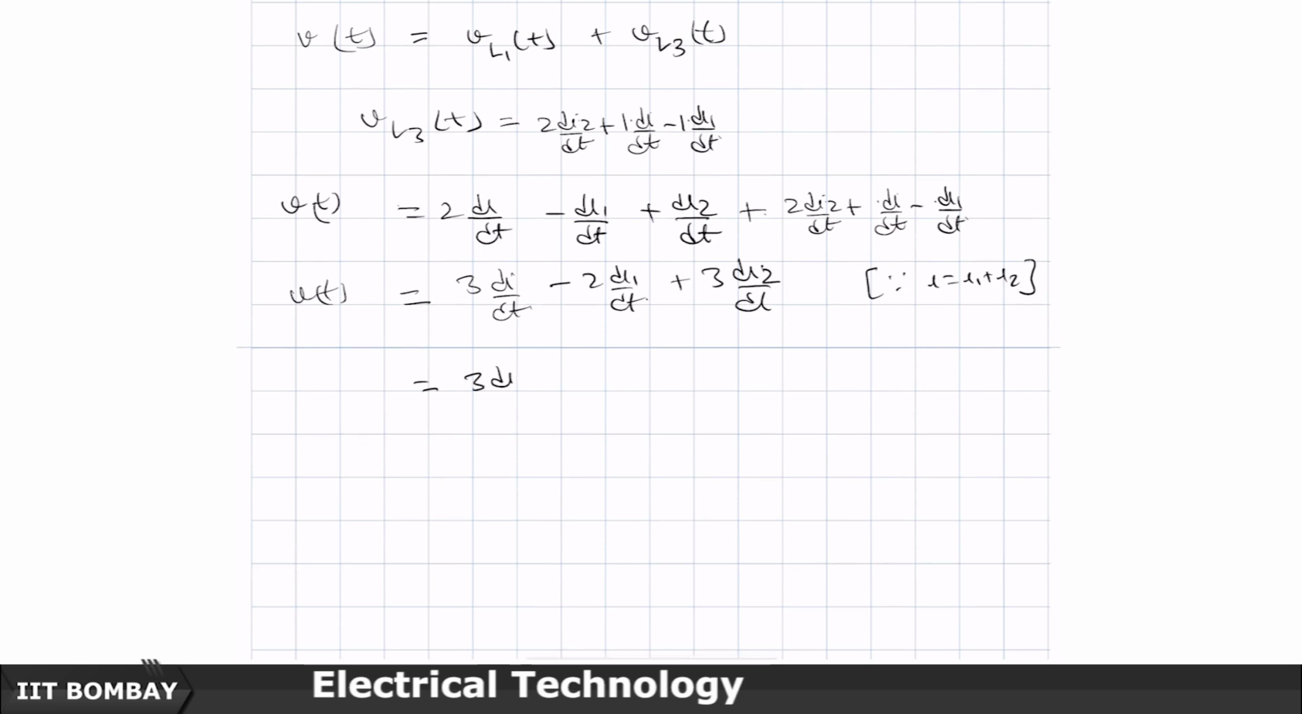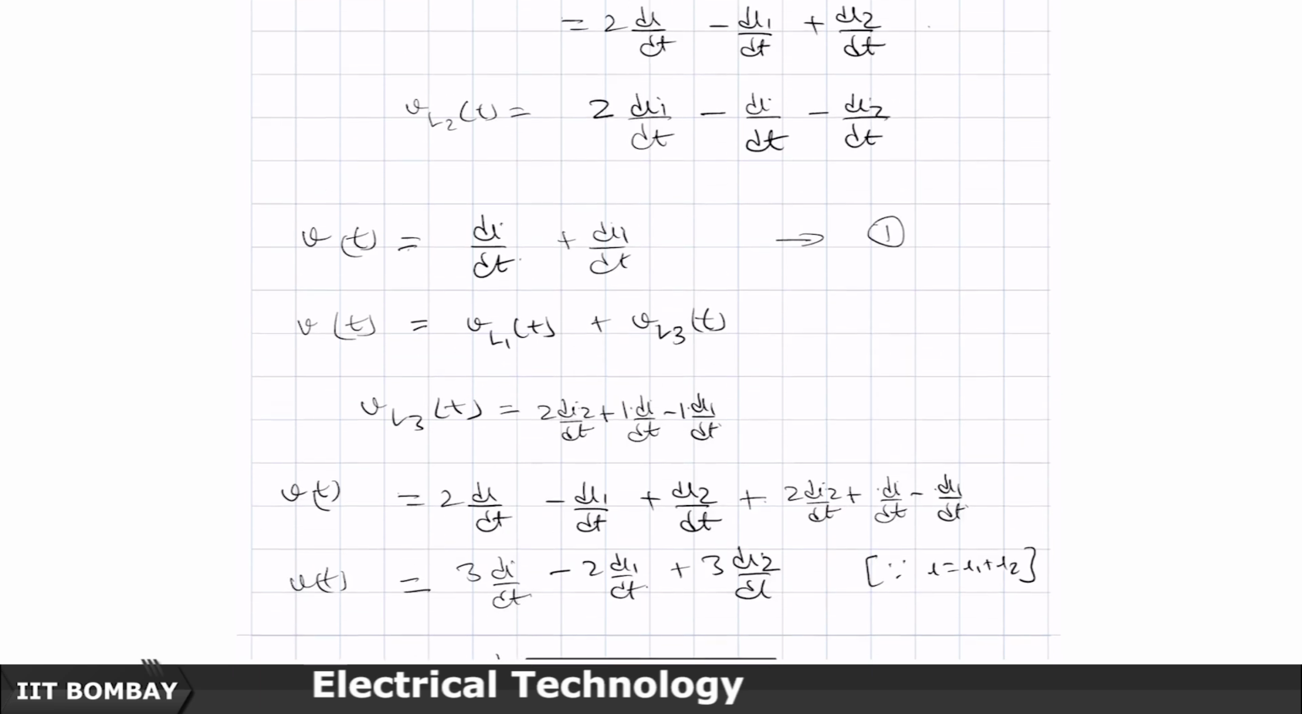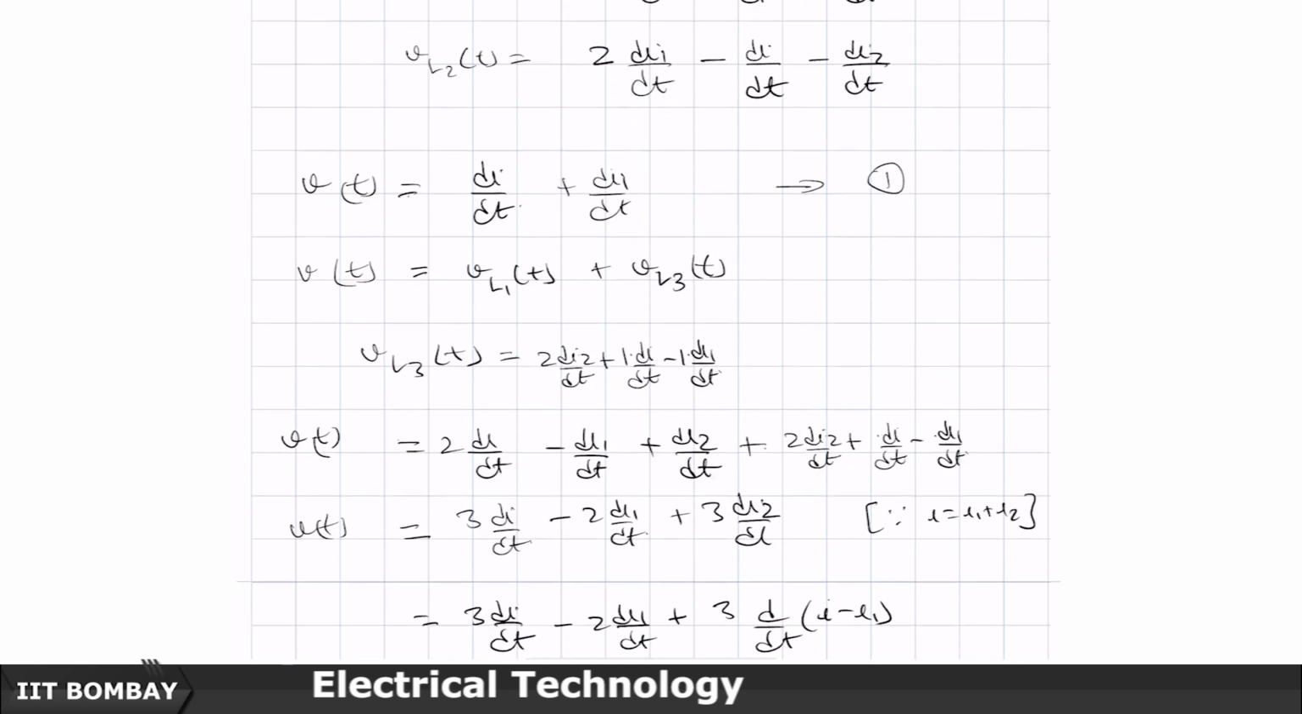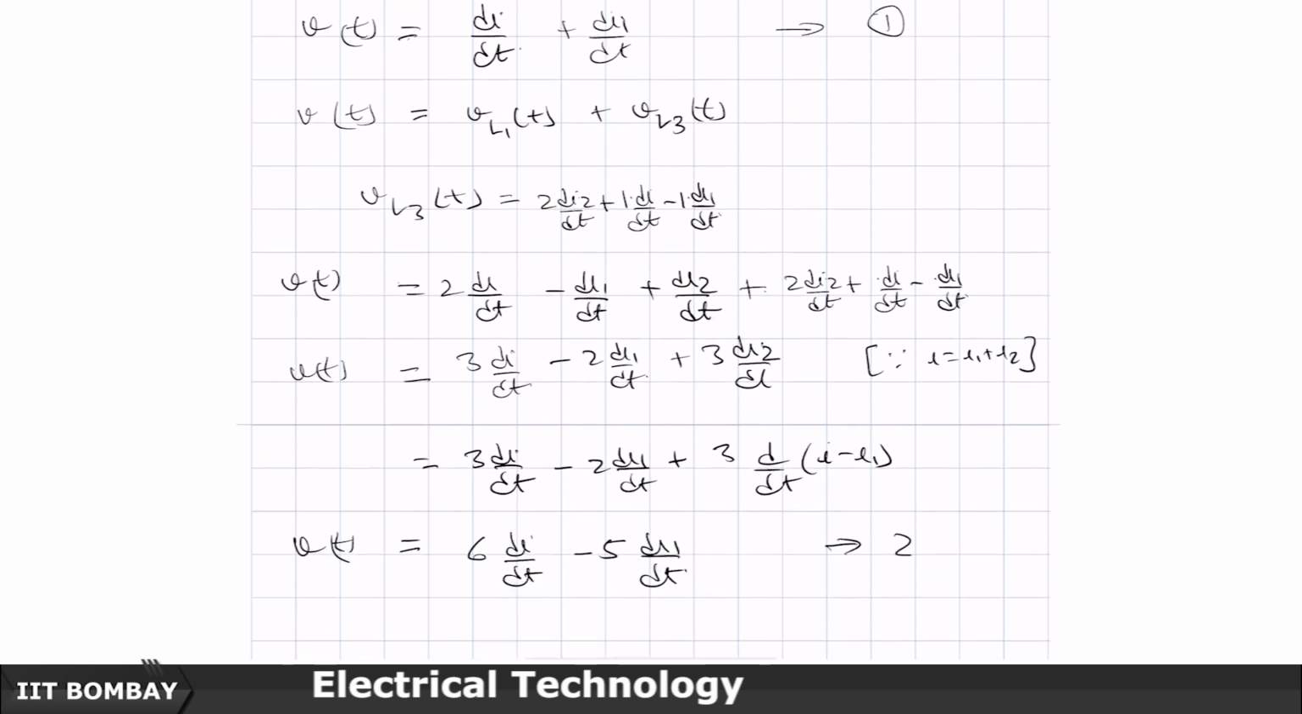So, I will get this as 3 di by dt, substituting in the I2 equation, 3 times d by dt of I minus I1, which will make it 6 di by dt minus 5 times di1 by dt. So, let us call this equation number 2.